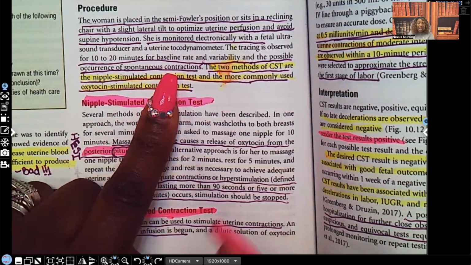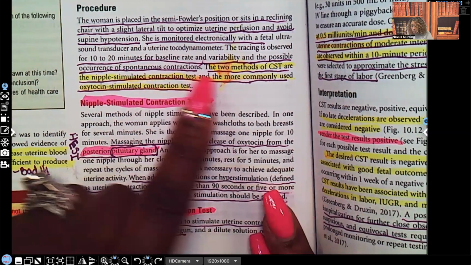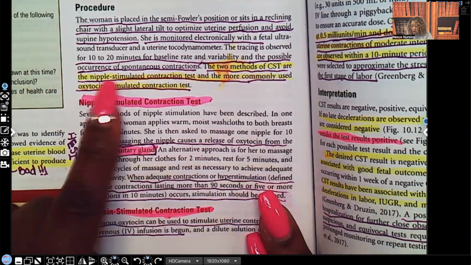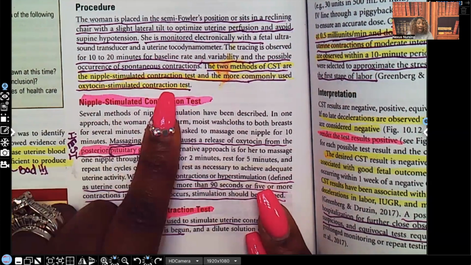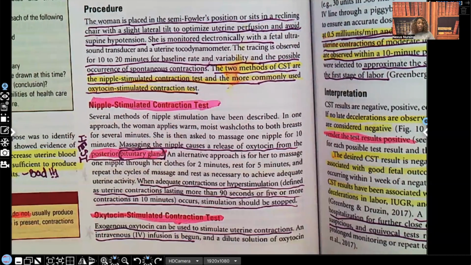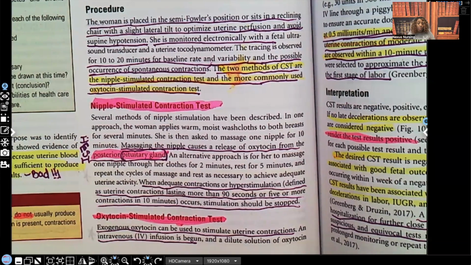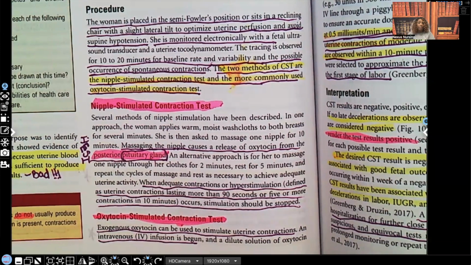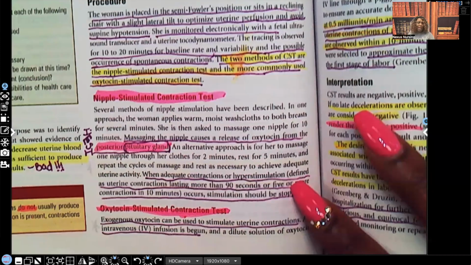Hopefully that happens. If she has spontaneous contractions, we won't have to give her the oxytocin. So we're going to monitor her at first. Remember, we always want to go, guys, from least invasive to most invasive. The two methods of contraction stress test are the nipple stimulation contraction test and the more commonly used oxytocin stimulated contraction test. Why? Stimulating the nipple and getting that exogenous source of oxytocin, both of those do the same thing, which is cause uterine contractions.